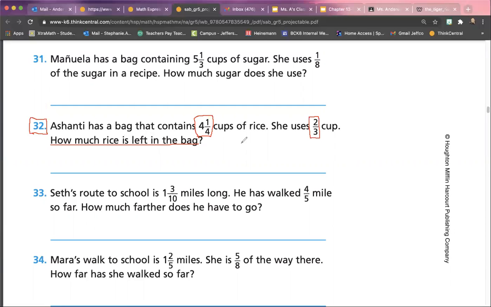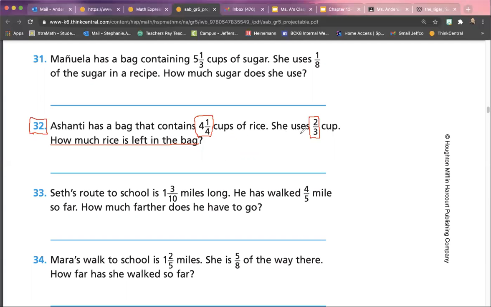Subtracting. Why do you say subtracting? It's how much is left. We have to subtract to see how much. What if I said Ashanti has a bag that has 4 1/4 cups of rice? Then she put 2/3 cup more in. How much rice does she have altogether? Then what would we be doing? Addition. Good.